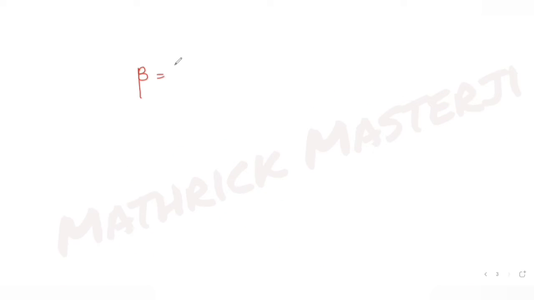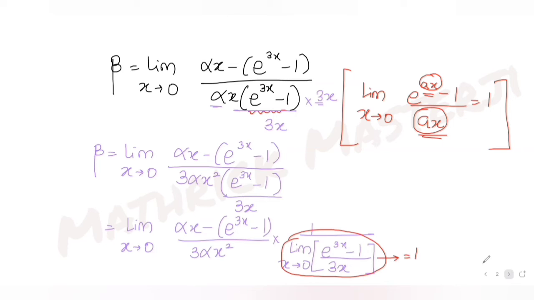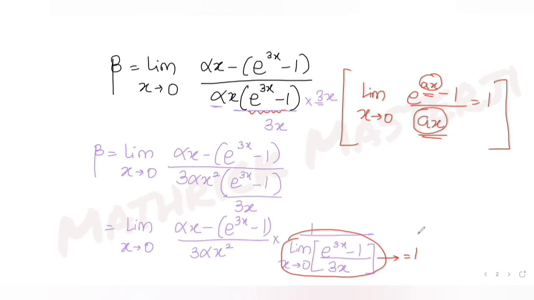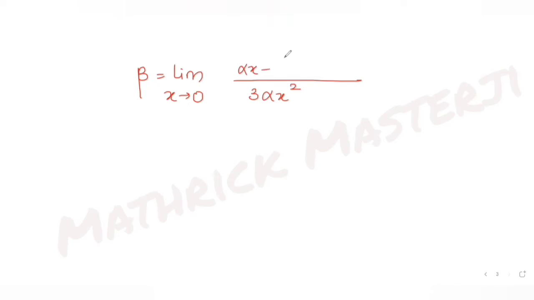Now you just have beta as the limit as x tends to 0. Here you have 3 alpha x square, and in the numerator you have alpha x minus e raised to 3x minus 1. Now if I put the limit x as 0 and plug in x as 0 everywhere, it becomes 0 minus e raised to 0, which is 1, since anything raised to 0 is 1. 1 minus 1 is 0. So that makes your numerator 0. The denominator becomes 3 alpha and 0 square, which is 0.